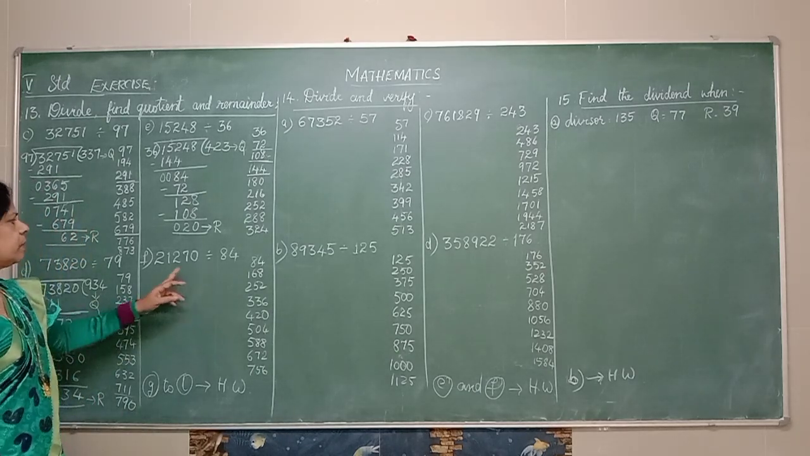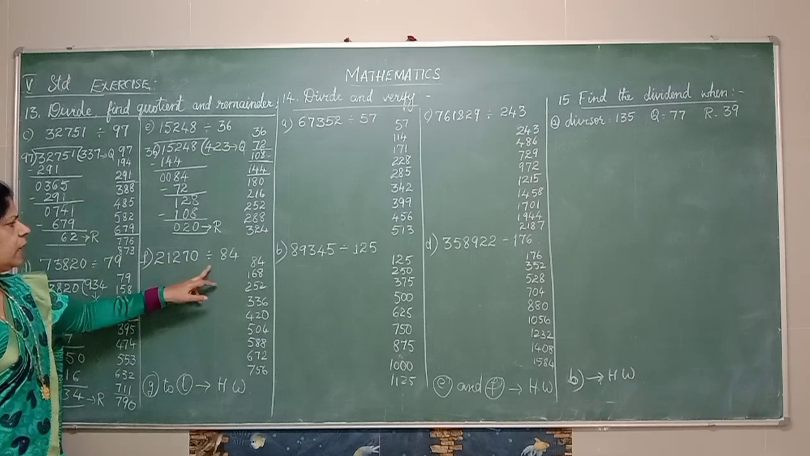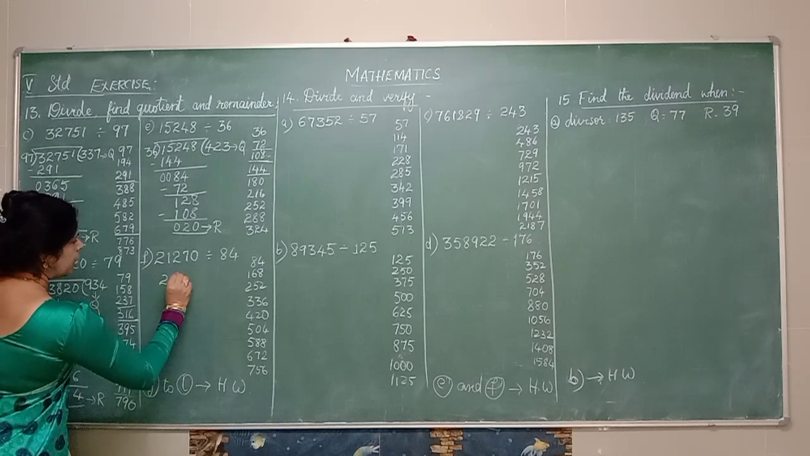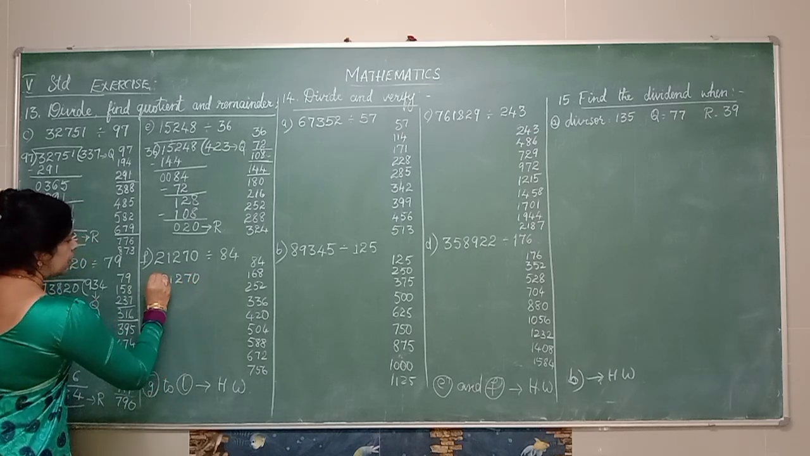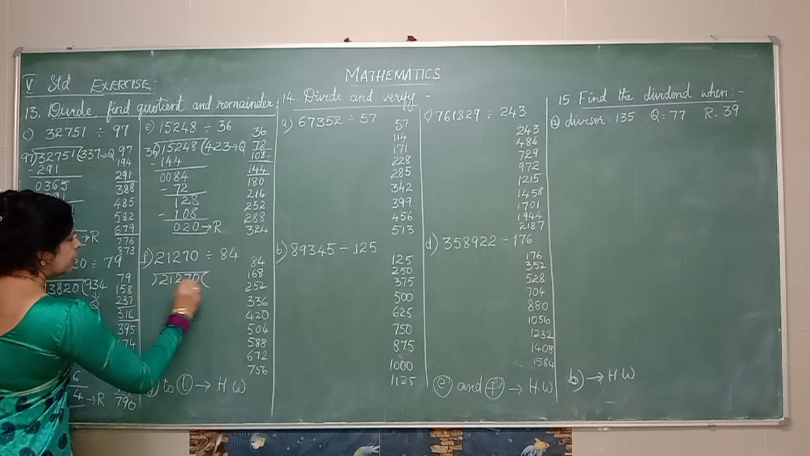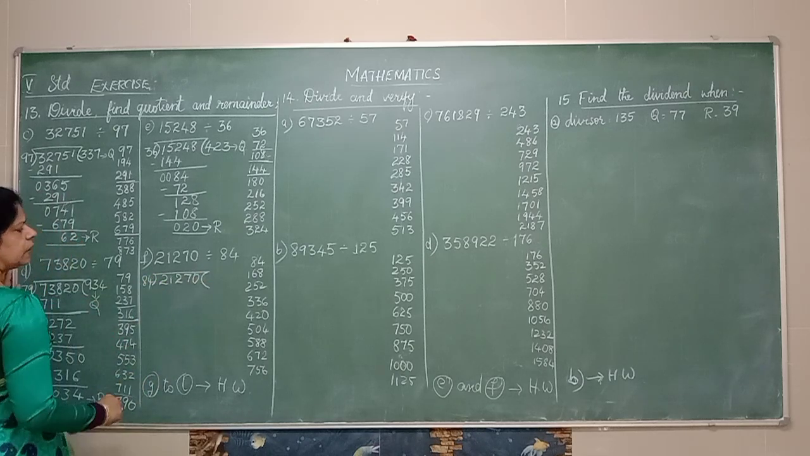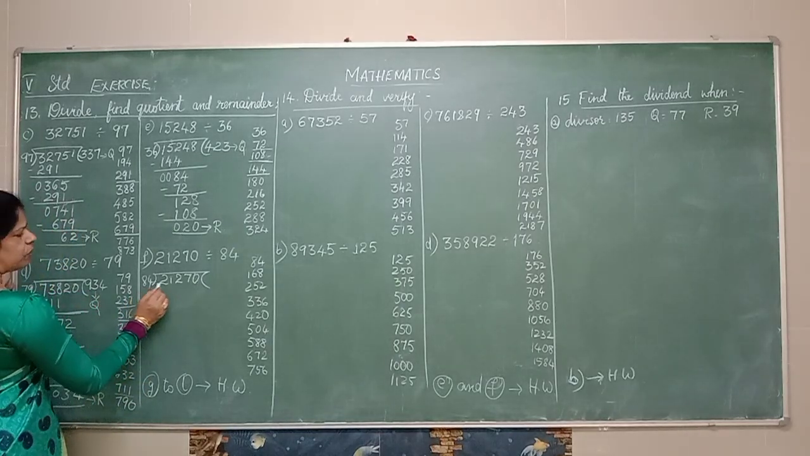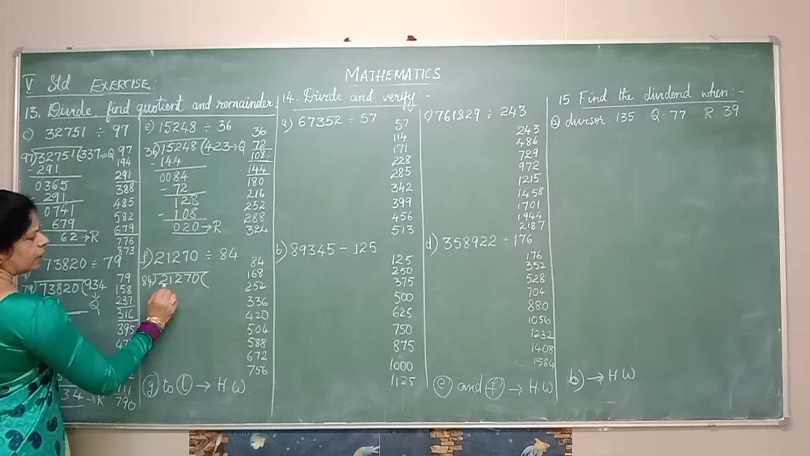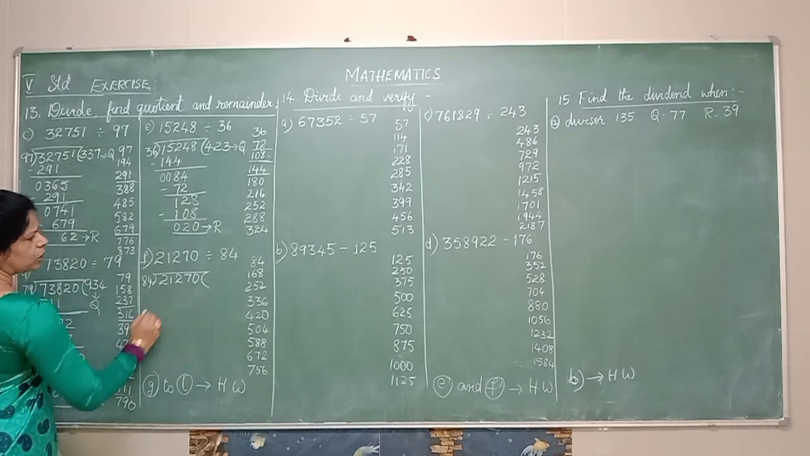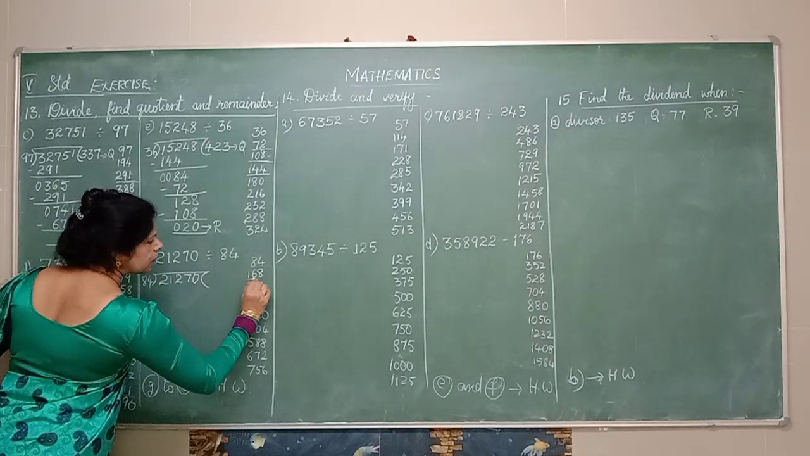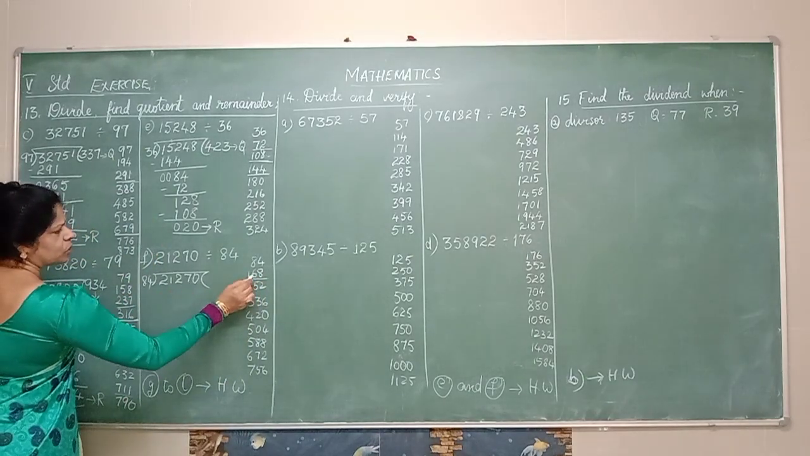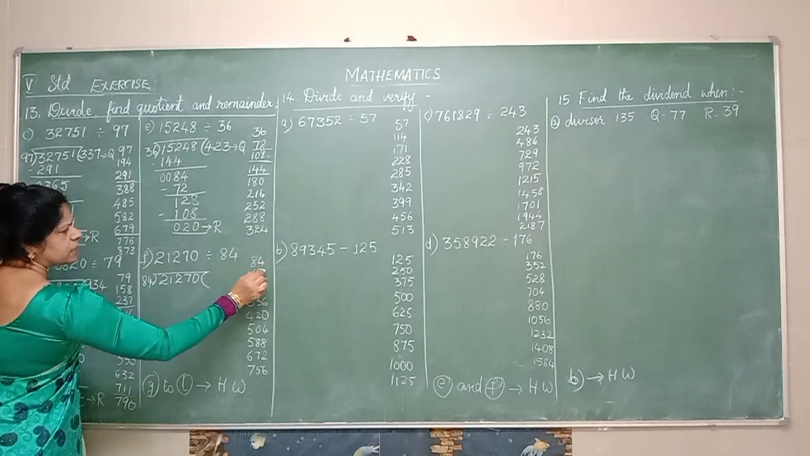Coming to the next one: 21,270 divided by 84. So 84, if you take 2 digits, 21 is less than 84. So you have to go for 3 digits. 212. So where does 212 come? 212 comes here, between 168 and 252. So you should see the upper one. How much is it? Once and twice.